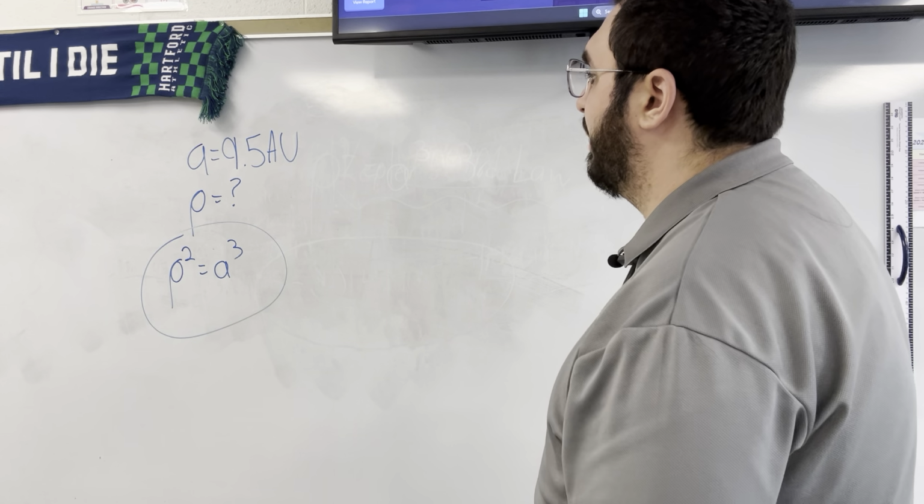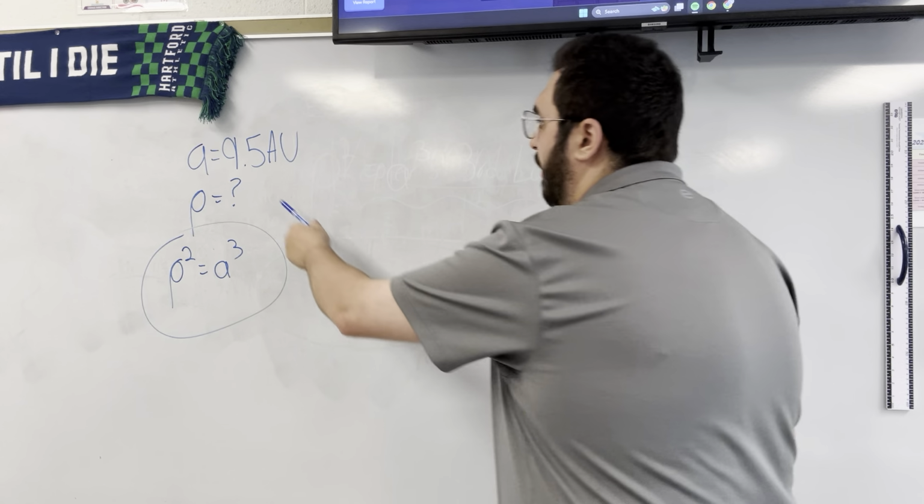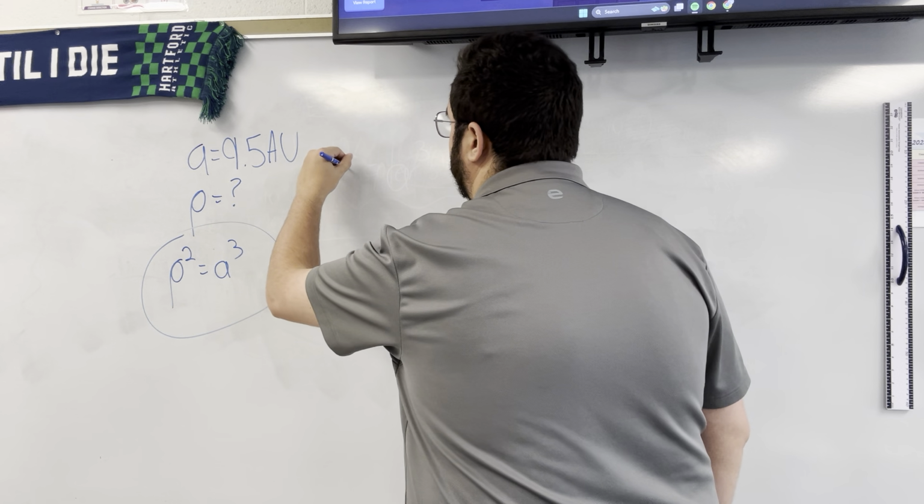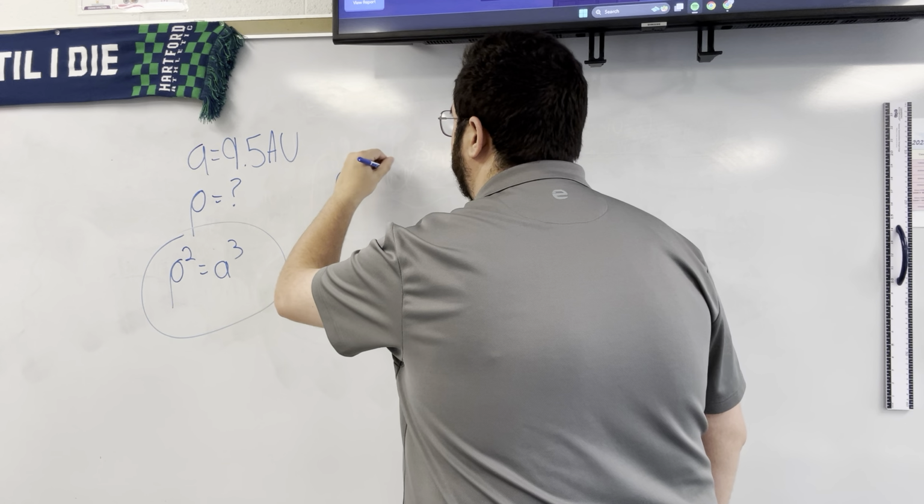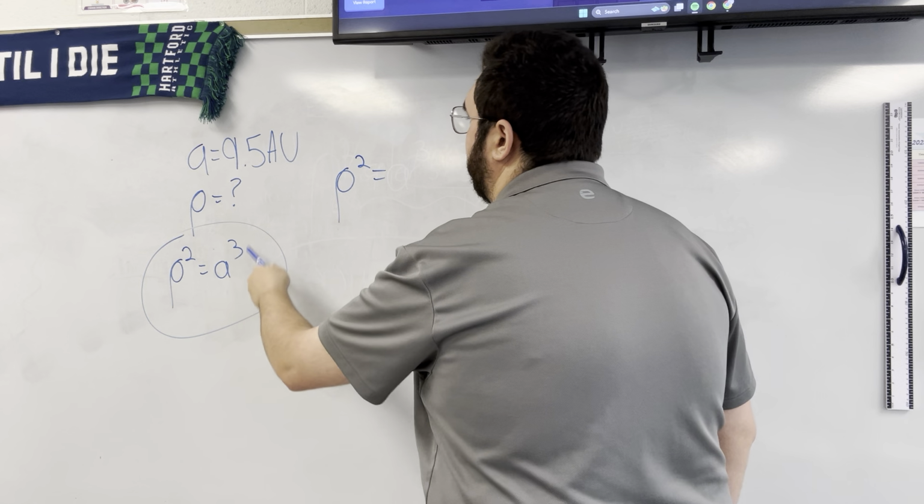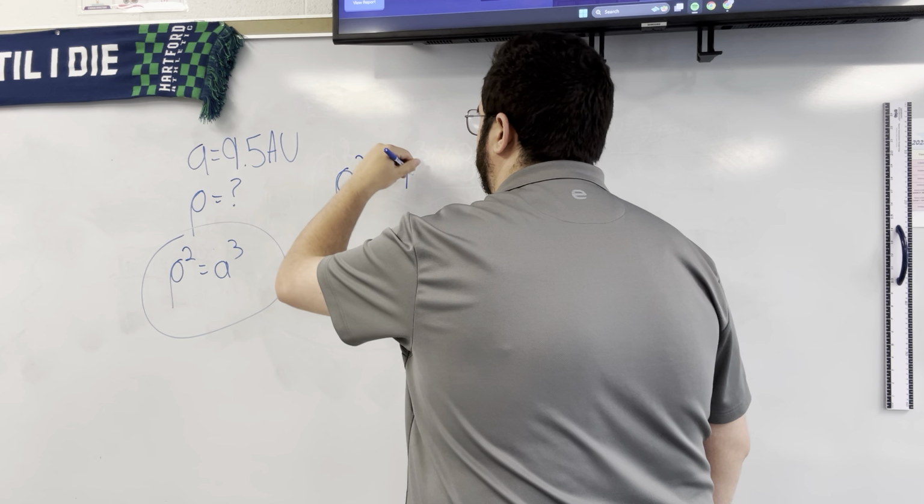So let's go ahead and try this out. Okay, plugging into our formula, P squared stays as P squared because we don't have anything for that yet. But A gets subbed out for 9.5.